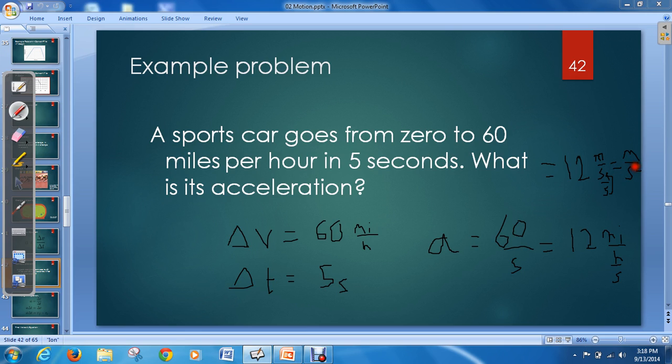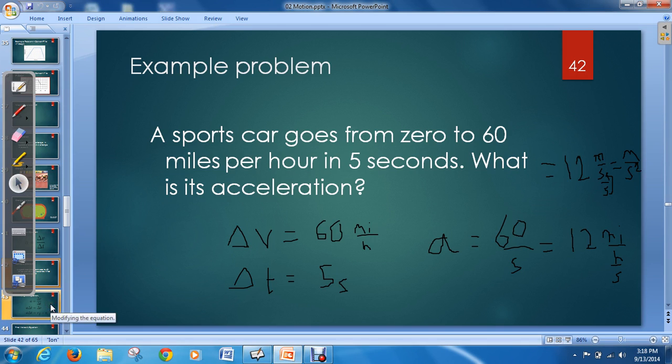So when we talk acceleration, you'll often see it written like this, meters per second squared. But the intuitive way to think about it is it's the number of meters per second that we're changing per second, or meters per second per second. So whenever you see this, think of that. Hopefully that makes some sense.